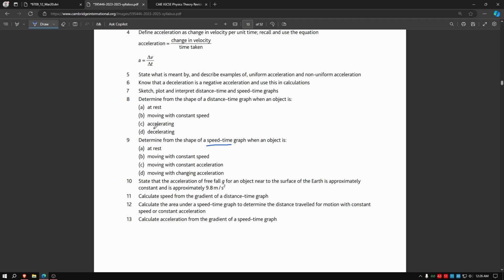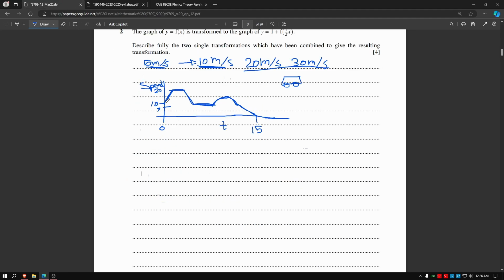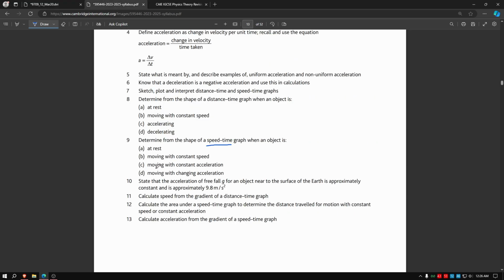Moving with constant acceleration, so we have seen that one. Constant acceleration and then deceleration, and then non-uniform, with changing acceleration. Changing acceleration is this one. Constant speed, constant acceleration, changing acceleration, all have been now shown.